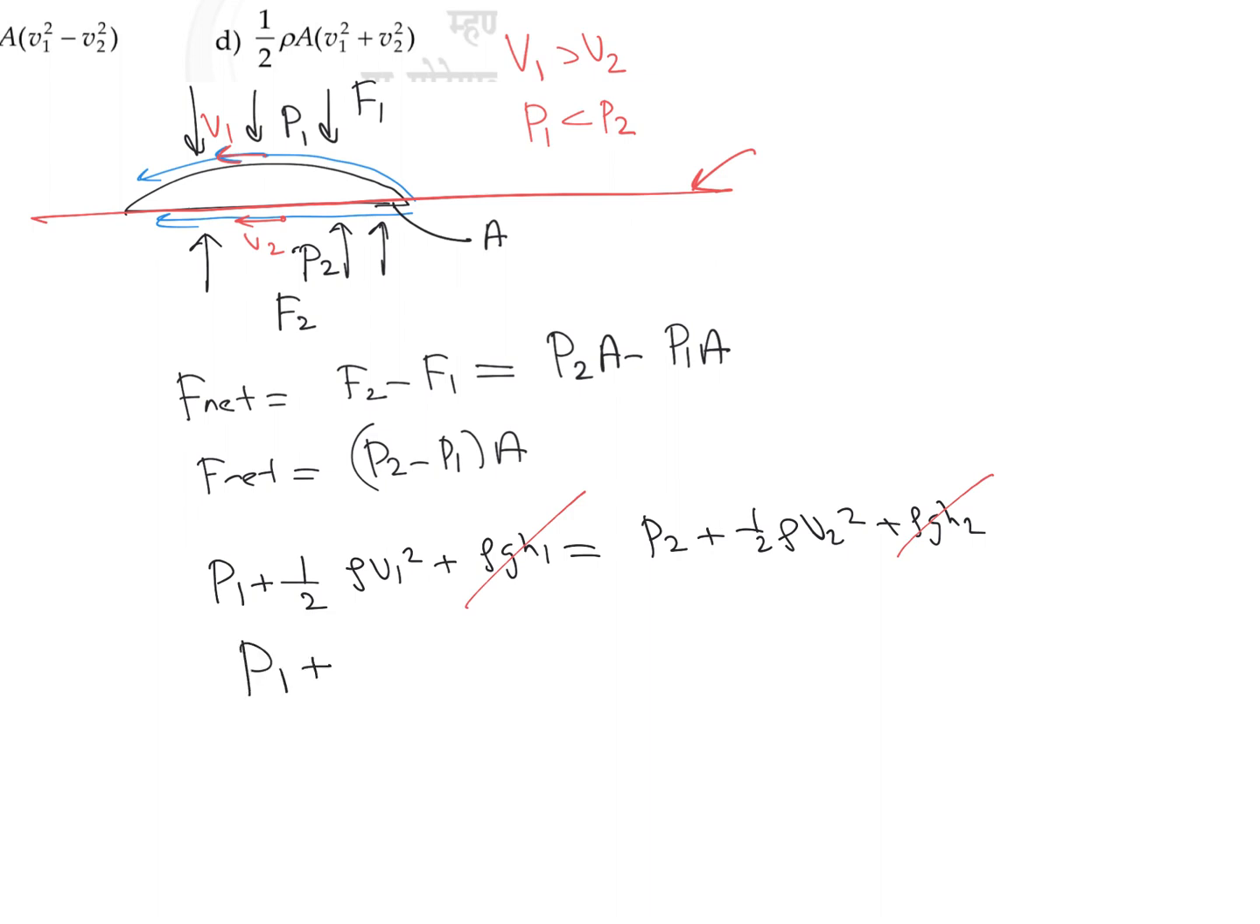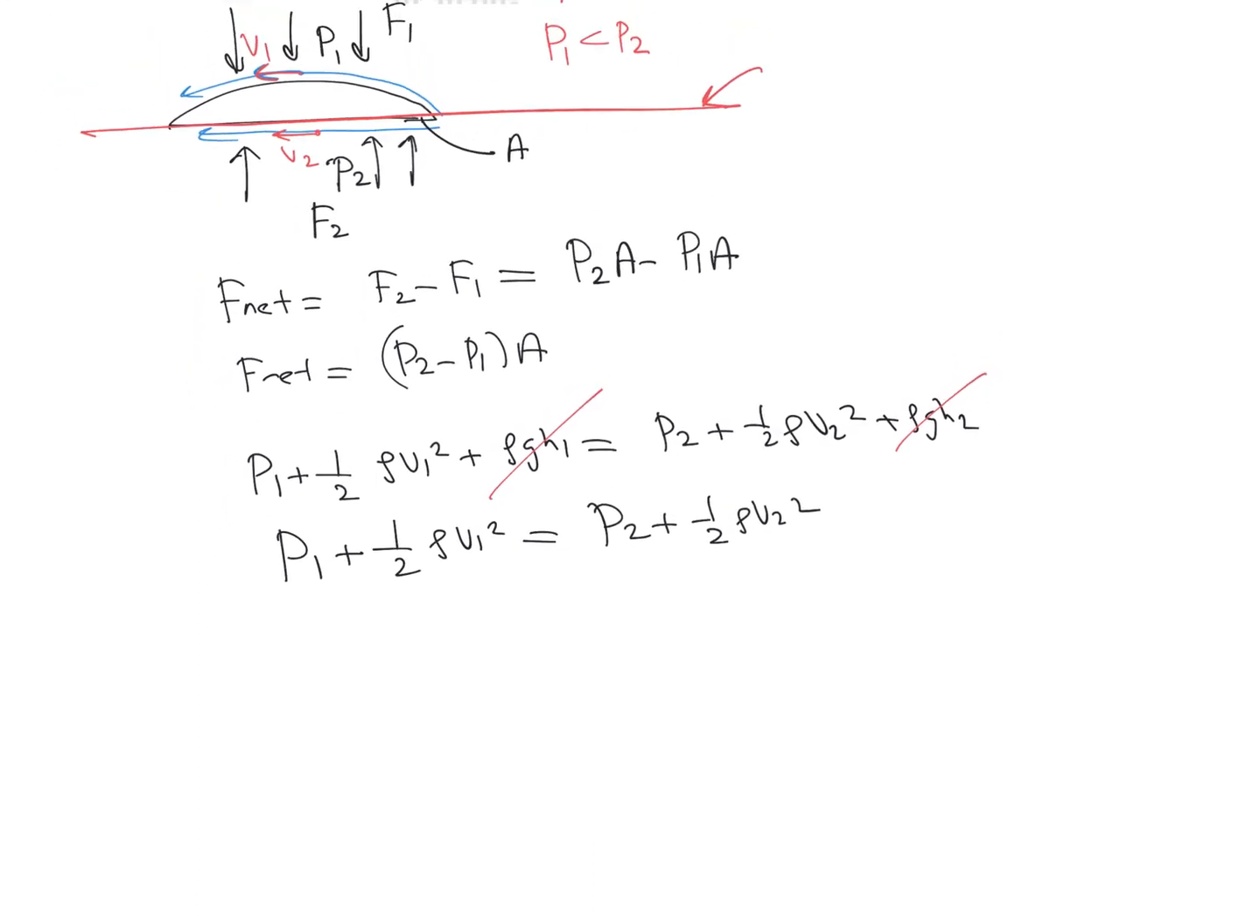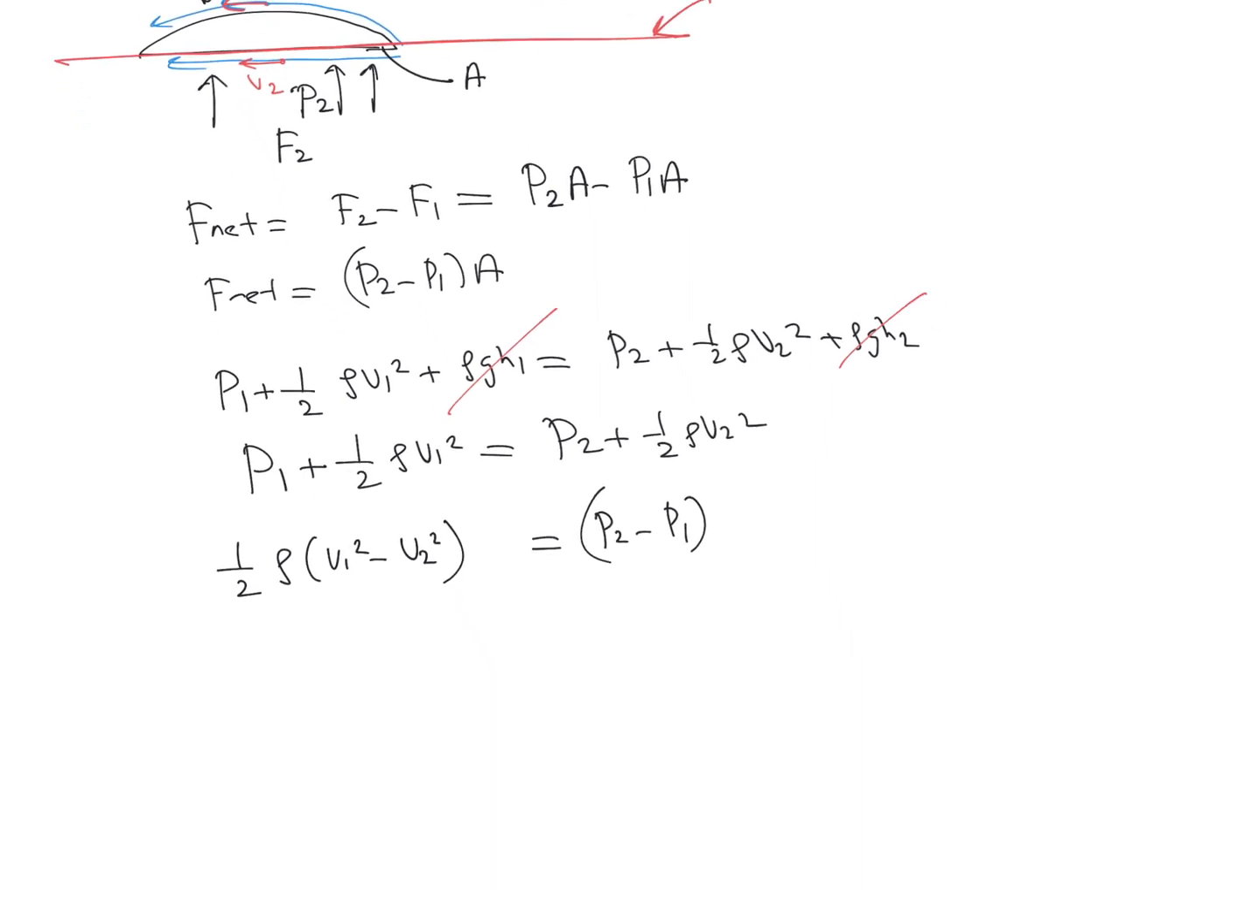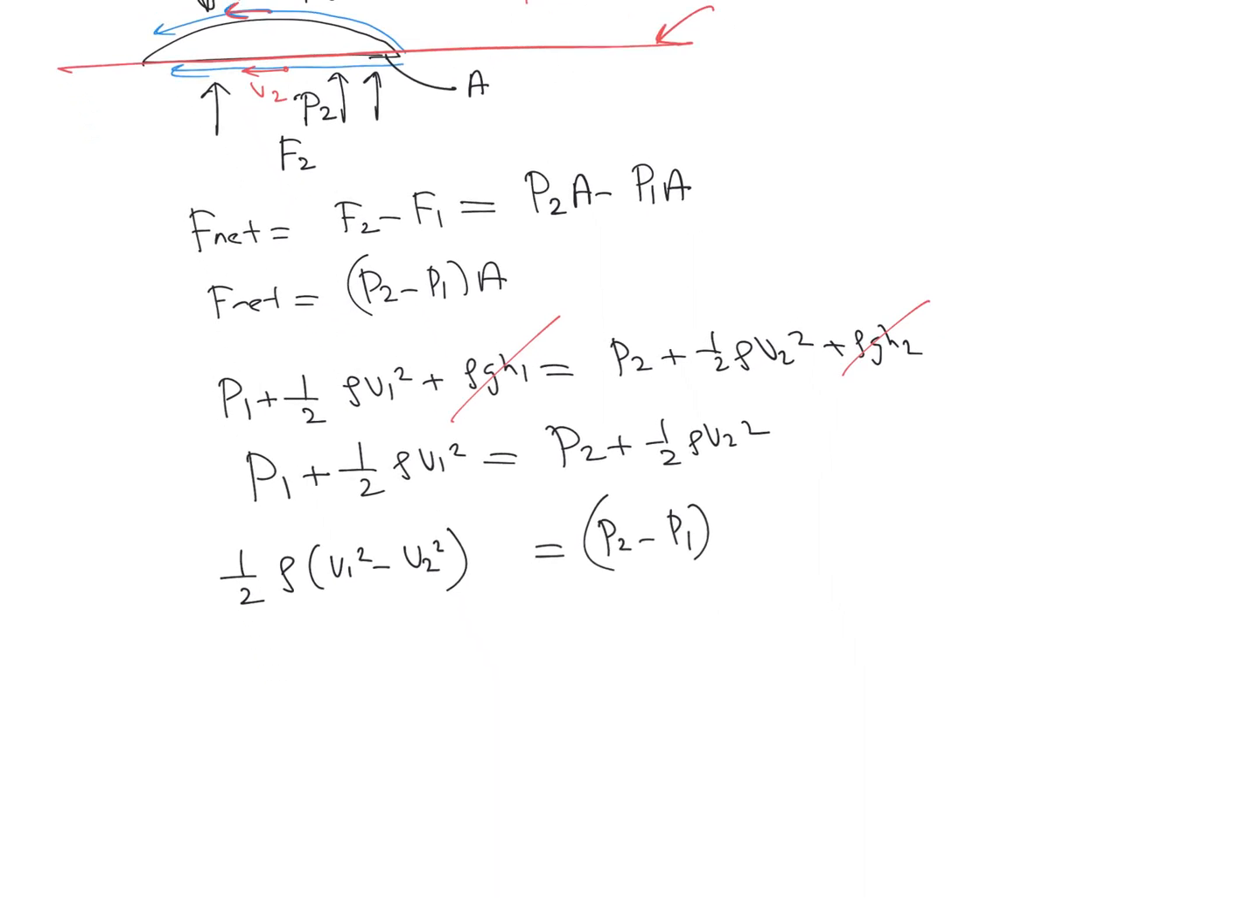So our equation becomes P1 plus half rho V1 square is equal to P2 plus half rho V2 square. Now we can write the difference in pressure: P2 minus P1 is equal to half rho (V1 square minus V2 square). This is a difference in pressure, but our aim is to find the value of net force. So net force is equal to (P2 minus P1) into A, which is equal to half rho (V1 square minus V2 square) into A.